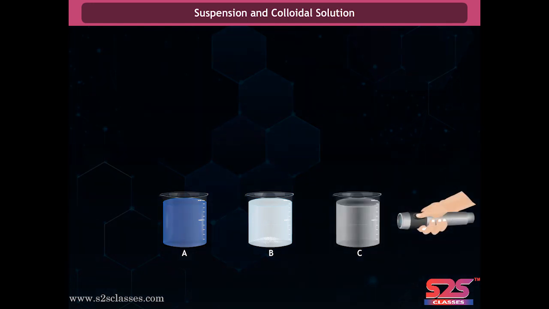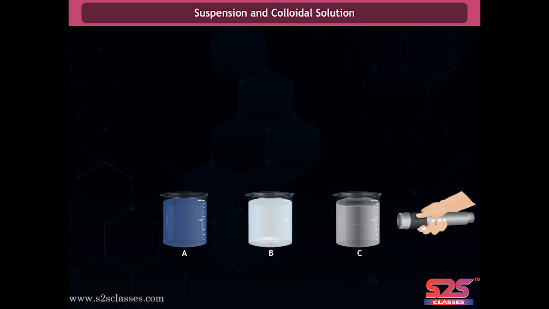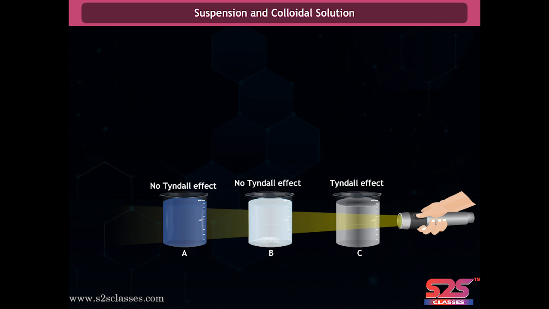Now direct a light from a torch through the beaker containing the mixture and observe from the front. Is the path of the beam of light visible? Yes. In beaker C, it shows a visible path. This phenomenon is called the Tyndall effect, while the rest of the beakers do not affect the beam of light.